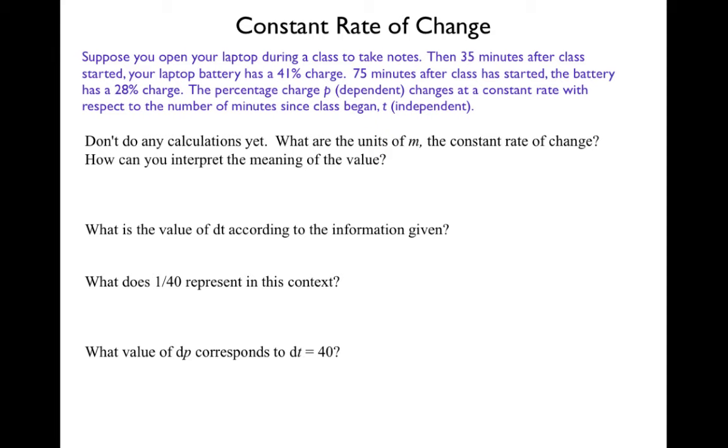Suppose you open your laptop during class to take notes. 35 minutes after class, your laptop battery has a 41% charge. 75 minutes after class has started, the battery has a 28% charge. The percentage charge, P, which is our dependent variable, changes at a constant rate with respect to the number of minutes since class began, which we'll call T, and that's our independent variable.